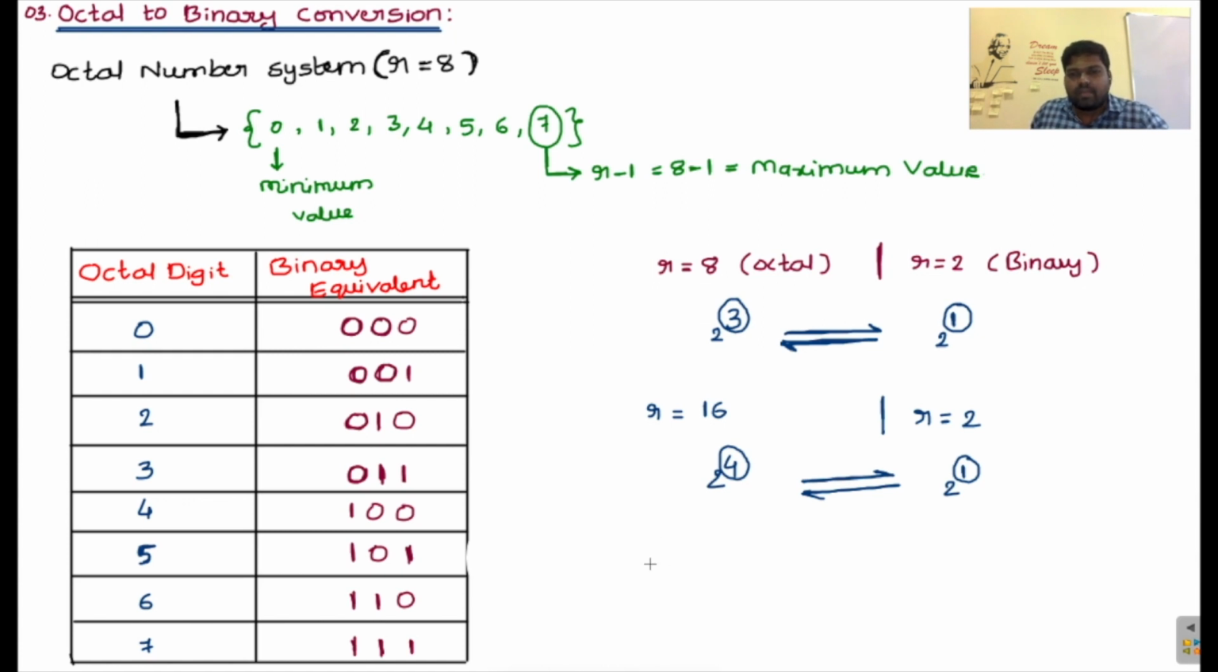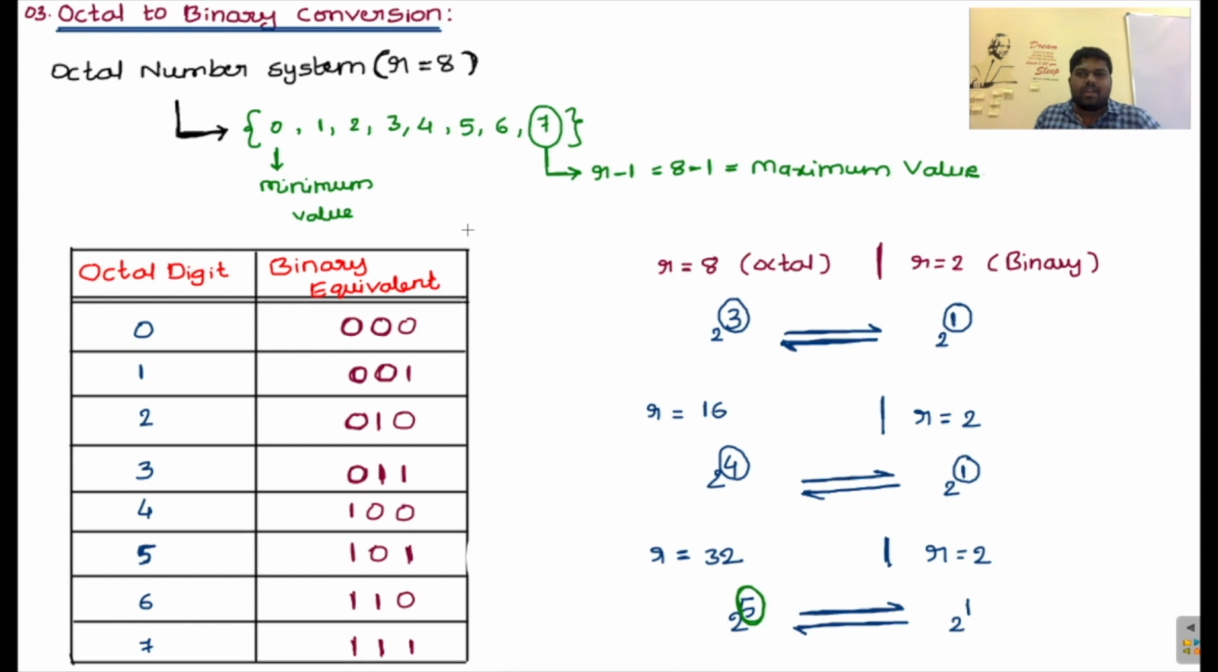For example, if I am taking r equals 32, a base 32 system, and here r equals 2. Now this can be represented as 2 power 5, and this can be represented as 2 power 1. And now I want to represent this base 32 system in its binary equivalent. In that situation each base 32 digit will require maximum 5 bits in its representation. This is the logical interpretation.